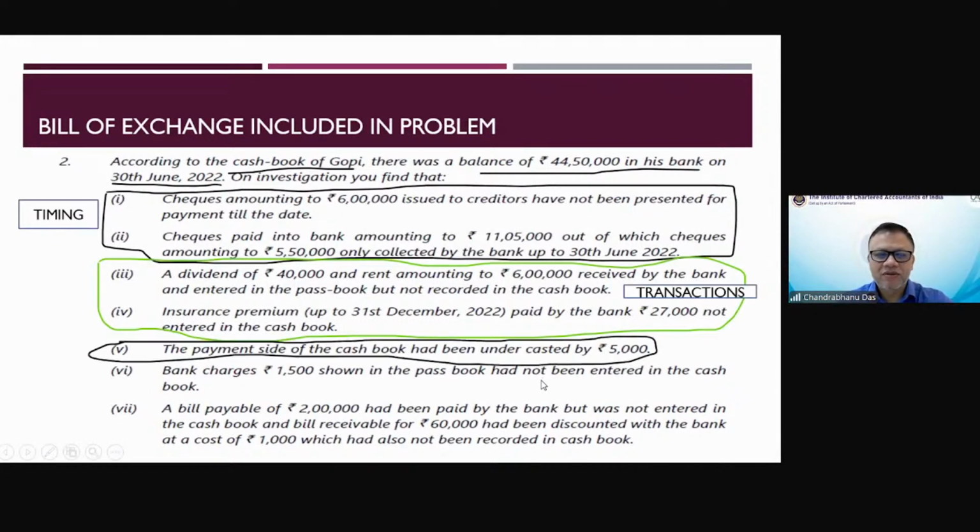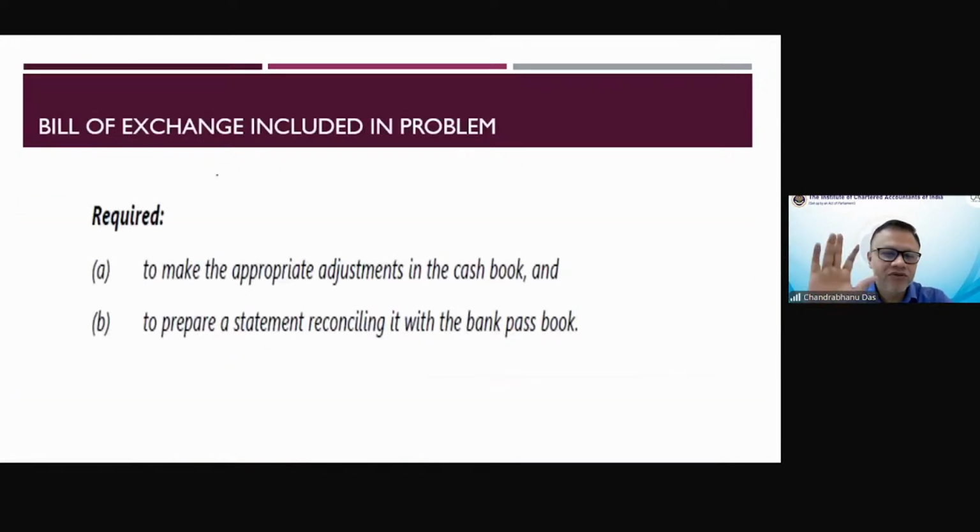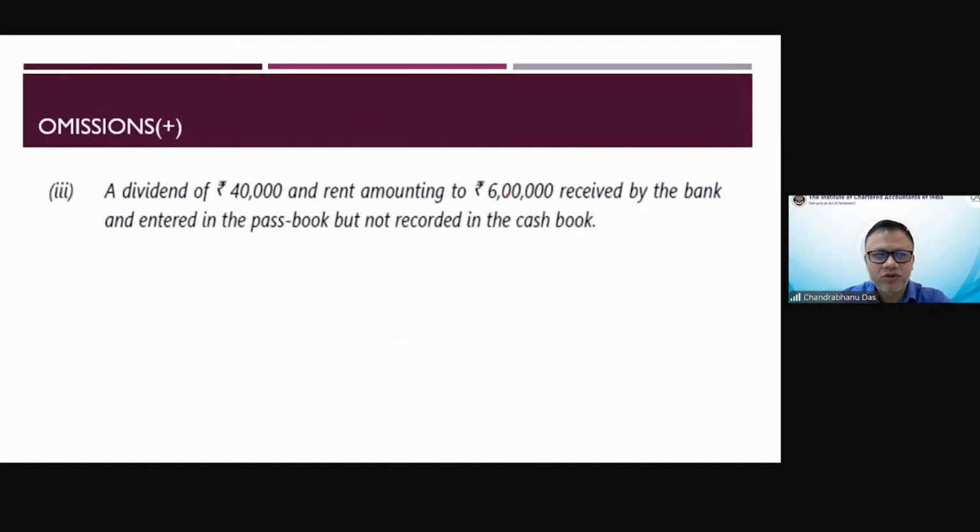So you have got some transactions and errors. This green is for transactions. This one is timing, and one is the error. Under cash is the error. Now let us see what you have to do. You have to prepare an adjusted cash book and prepare a statement reconciling. These two we have to do.